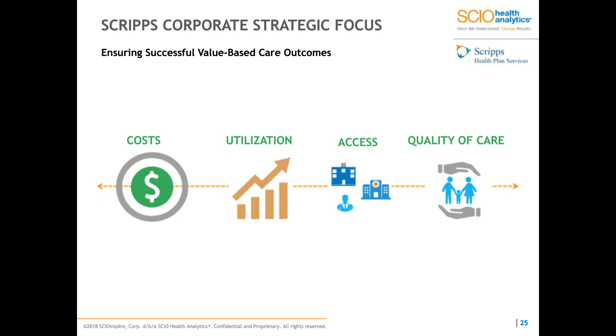And I'm going to have Barbara talk about our Scripps corporate strategic focus, because when you're looking at our patient panel and membership, it's really important to look at it holistically and make sure that we're giving the right quality of care to our members. Right, so this is Barbara.